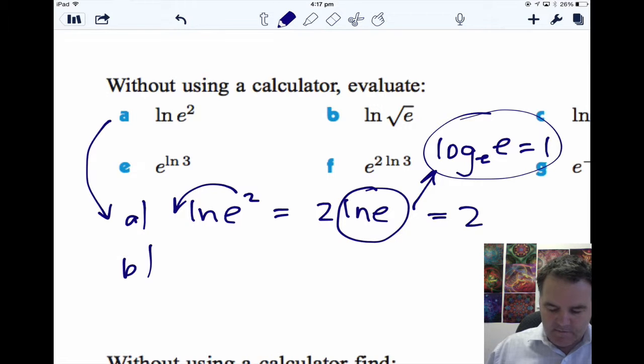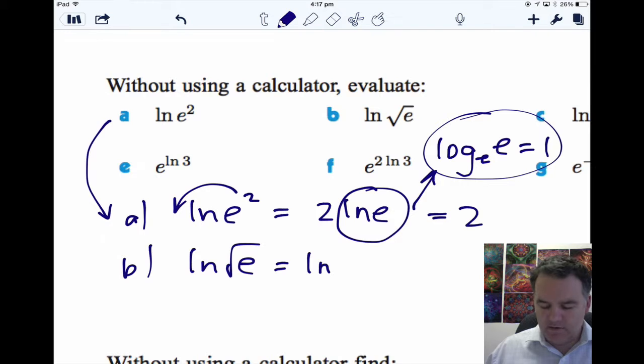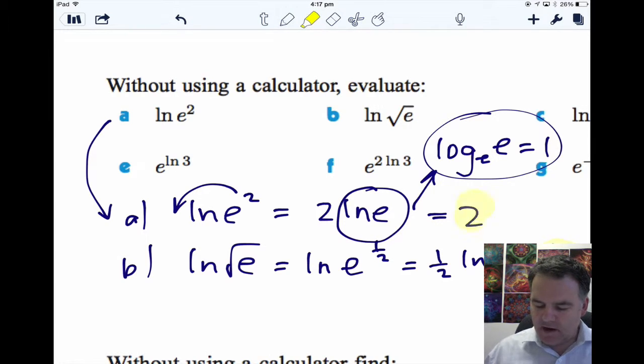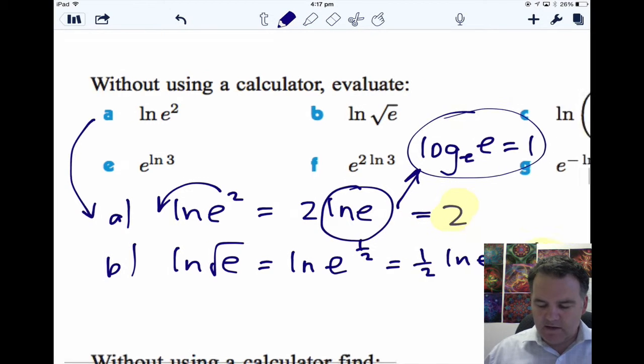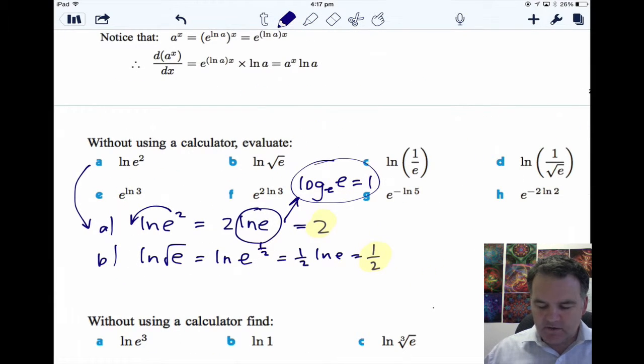For part B, ln of the square root of e is the same as ln of e to the power of a half. Again, we can call that a half ln e. Now ln e is 1, so the answer to that one is a half. All right, I want you to go ahead and have a go at the next couple, C, D, E, and F, the next 4 on that one there.